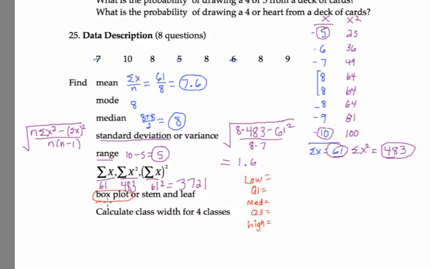I'll do the box plot. To do the box plot, you need to have the 5-number summary, which is your low value. Our low value is 5. Our high value, 10. Our median value, 8. And then we need Q1 and Q3. So let's see, our middle was right here. So what's the median of the bottom half? That'll be Q1, split it into 4 quarters.